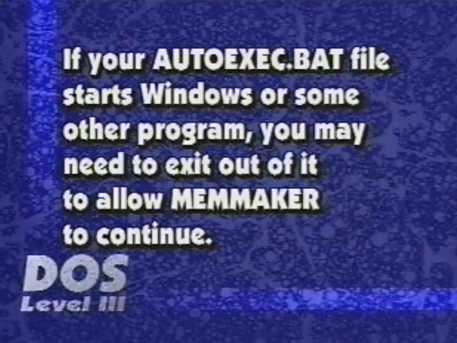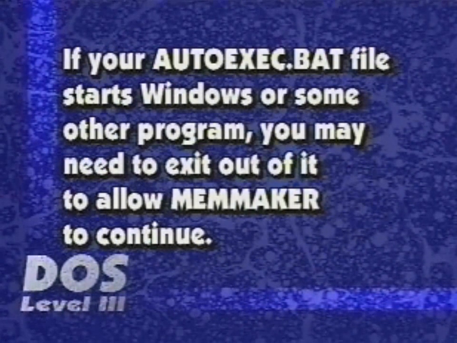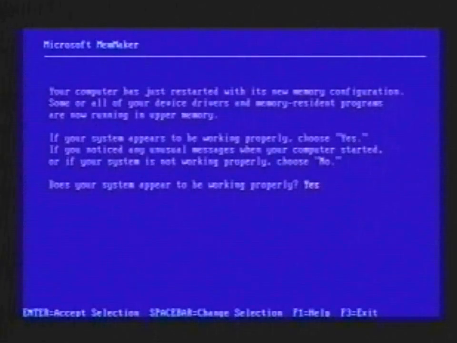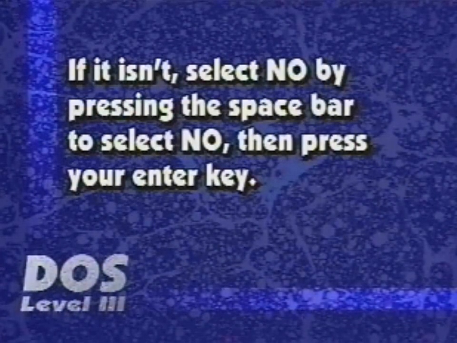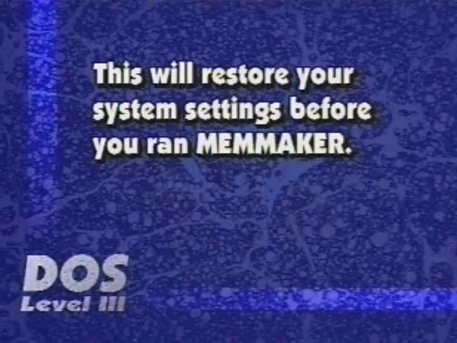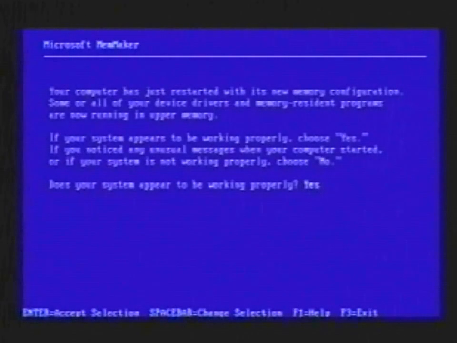Mem Maker may reboot your computer twice to see if everything works correctly. If your AUTOEXEC.BAT file starts Windows or some other program, you may need to exit out of it to allow Mem Maker to continue. When Mem Maker is finished, it will ask you if your system is running okay. If it isn't, select No by pressing the spacebar, then press your Enter key. This will restore your system settings before you ran Mem Maker. If it is running smoothly, press your Enter key.